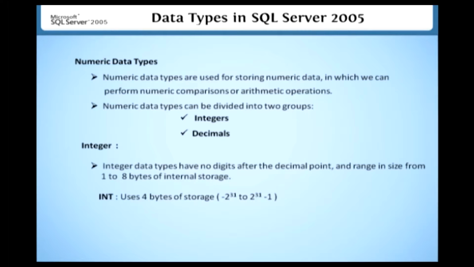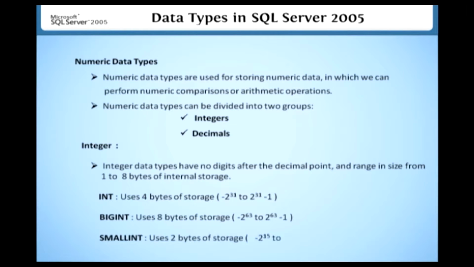int, which uses 4 bytes of storage and can be used to store numbers from -2 to the 31st to 2 to the 31st minus 1. Big Int, which uses 8 bytes of storage and can be used to store numbers from -2 to the 63rd to 2 to the 63rd minus 1.